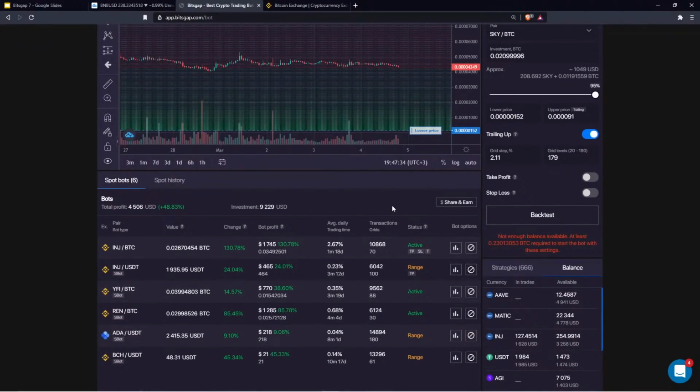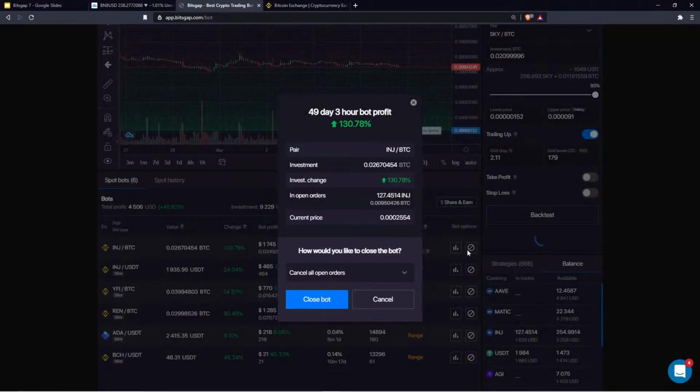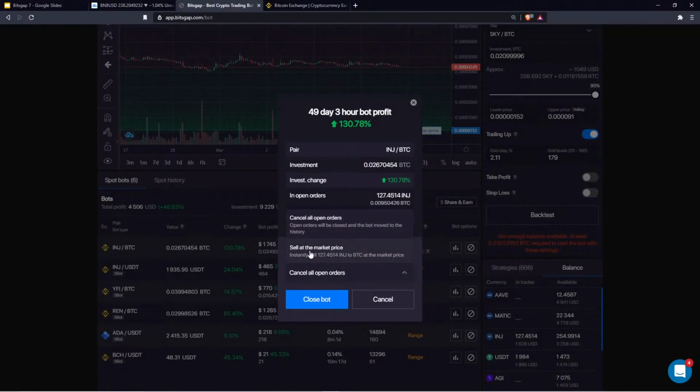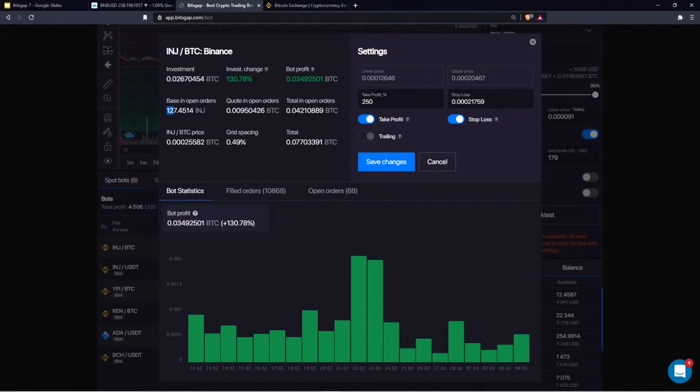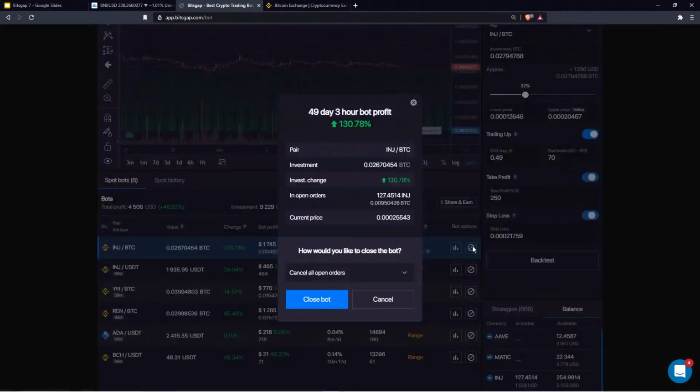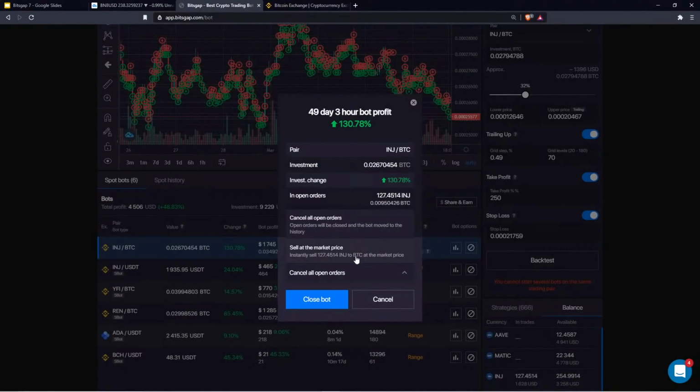Another thing you have to know is that once you close the bot, there are actually a few ways of how you can exit the market. Let's say I want to close ING trading to Bitcoin, and I have two options here. Either I can sell at the market price, so it just sells all of the base currency which is currently stuck in this trade. You see, that's the amount of INGs right now in my sell limit orders. So I can just close the bot by selling all of these INGs, and it will just cancel out all of the limit buy orders.